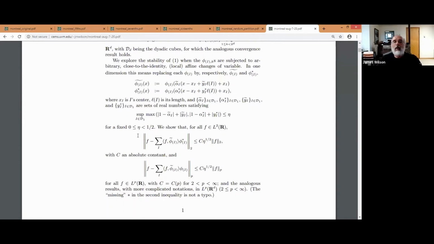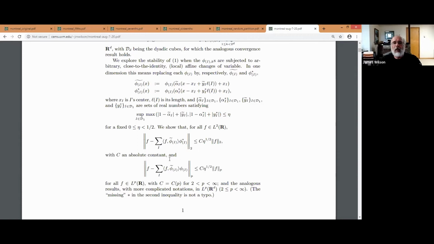Then these perturbed Haar functions look like they're probably close to the original Haar functions, and so you expect that this kind of expansion should be close to f. In fact, we'll show that if you have this factor eta, which is scaling the size of these perturbations, this distance in L2 is no bigger than a constant times eta to the 1/2. In fact, it's an easy example to show that eta to the 1/2 is sharp.